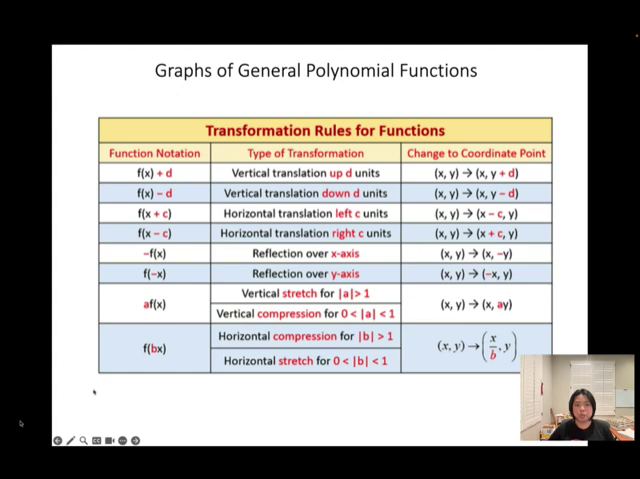The b here is talking about horizontal compressions. When b is greater than 1, for example f of 2x, then you're going to have horizontal compressions. So the graph is going to be a little bit closer also.